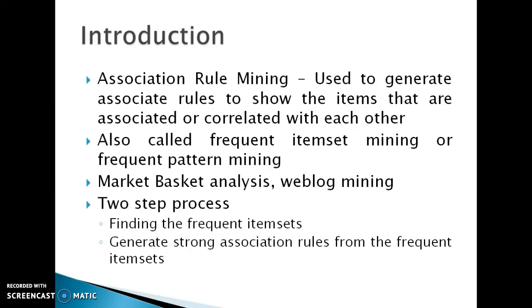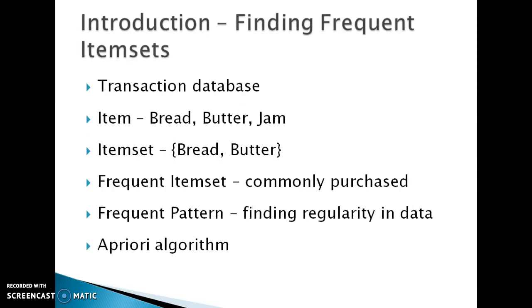Normally, association rule mining is done as a two-step process. One is to find the frequent item sets. The second is to generate strong association rules from the item sets generated in the first step. But in this video, I will show only the first part, that is, how to generate the frequent item sets. The input to this process is normally a type of database called a transaction database.